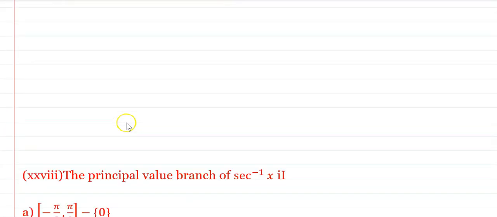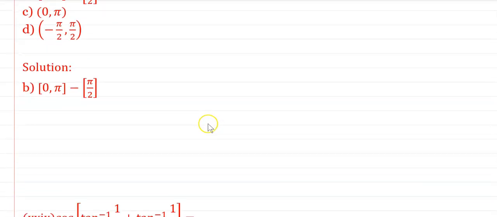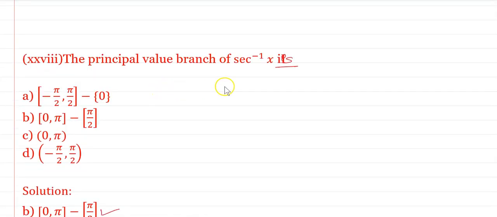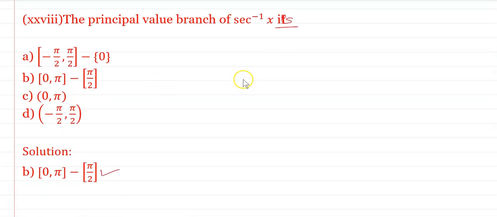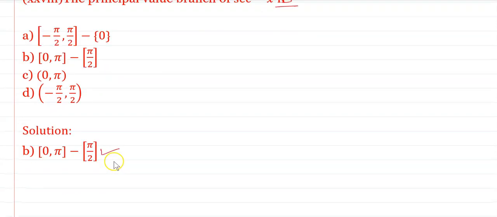Okay. Now the next, the principal value branch of sec inverse of x is, okay, this is the answer, that is a closed interval 0 to pi minus pi by 2. Pi by 2 we will cut there, because the sec of pi by 2 is not defined, and hence closed interval 0 to pi minus pi by 2, that is option B is a correct one.